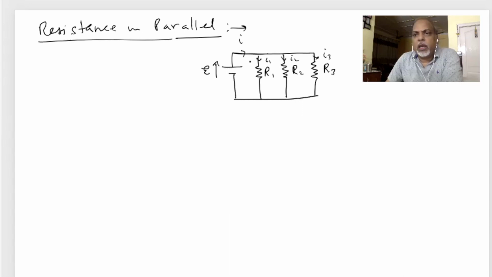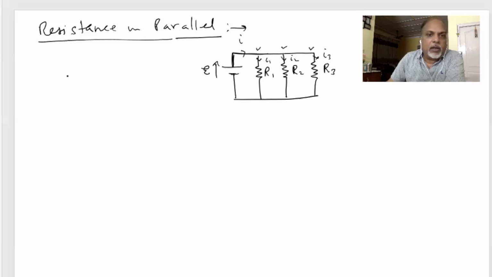Now, when the resistances are connected in parallel, then their voltage remains the same, because you see this positive terminal, this higher potential terminal of the battery, it is connected to all the resistances. This end is connected to the positive terminal of the battery, and this end is connected to the negative terminal of the battery. So all these three resistances are at the same potential.